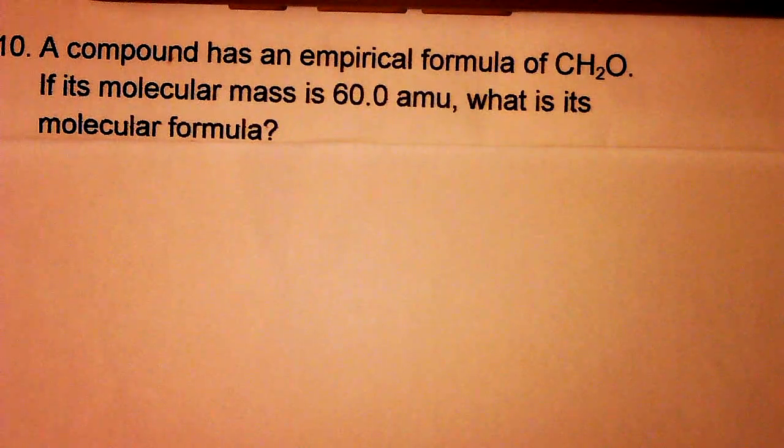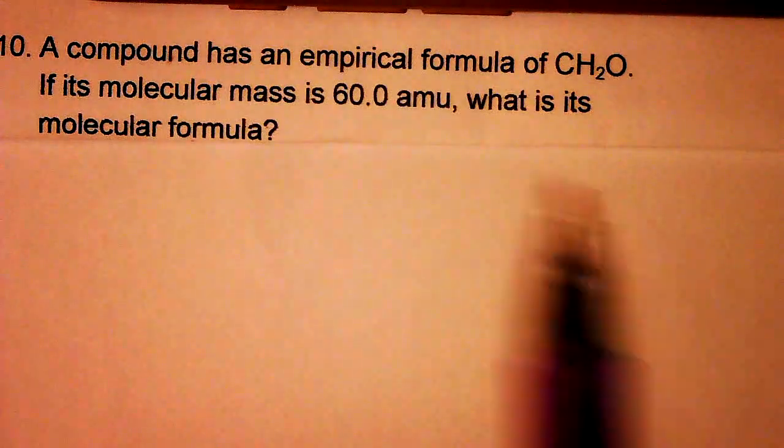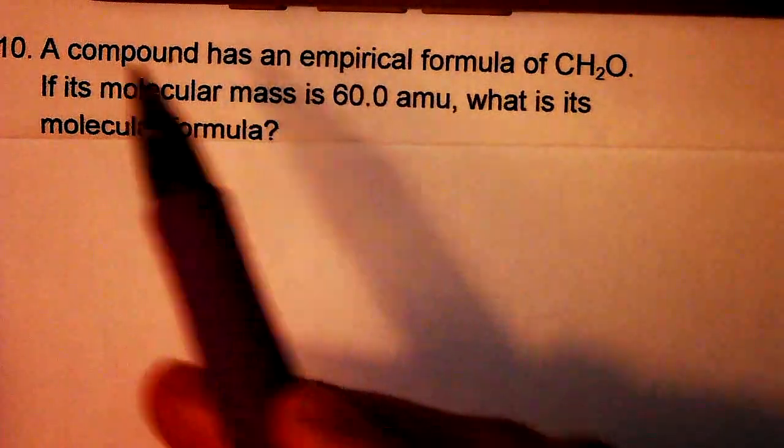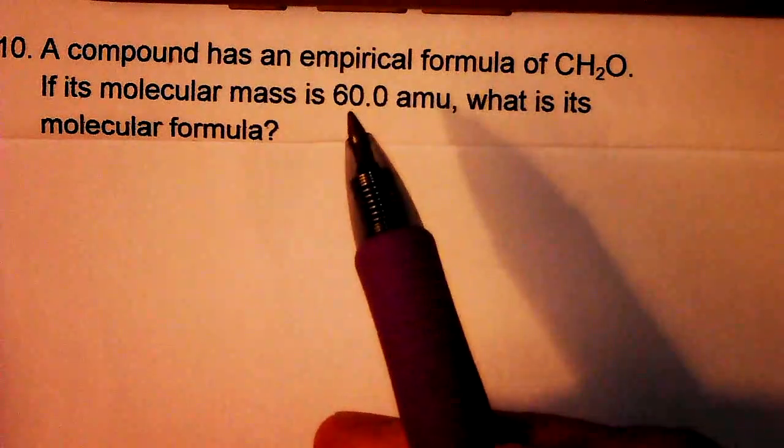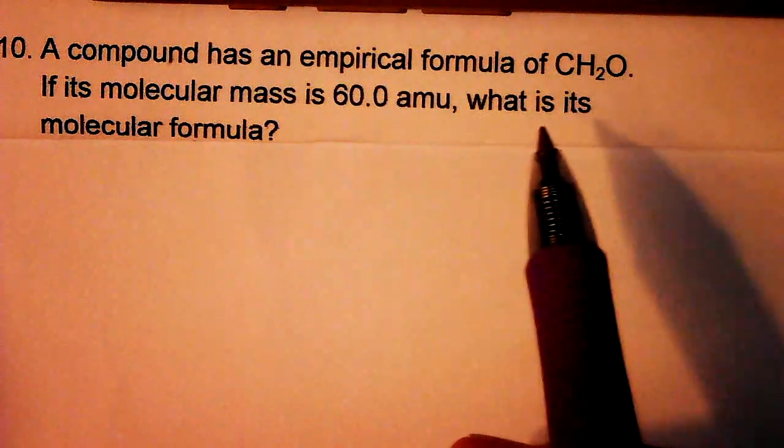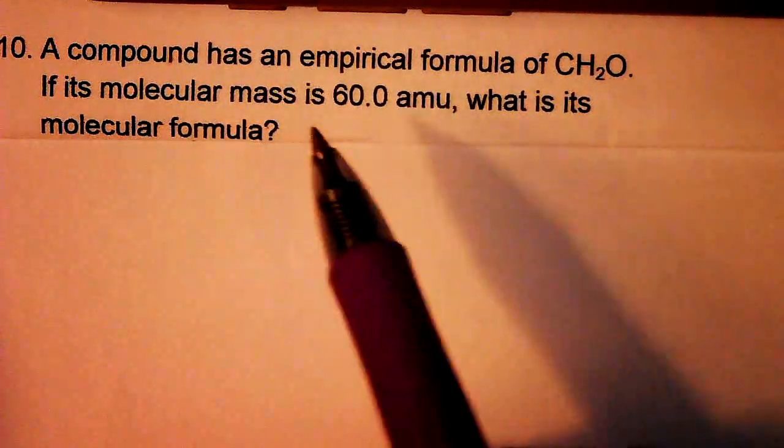All right, for number 10, this is chapter 6, extra practice problem number 10 in stoichiometry. It says a compound has an empirical formula of CH2O. If its molecular mass is 60.0 atomic mass units, what is its molecular formula?